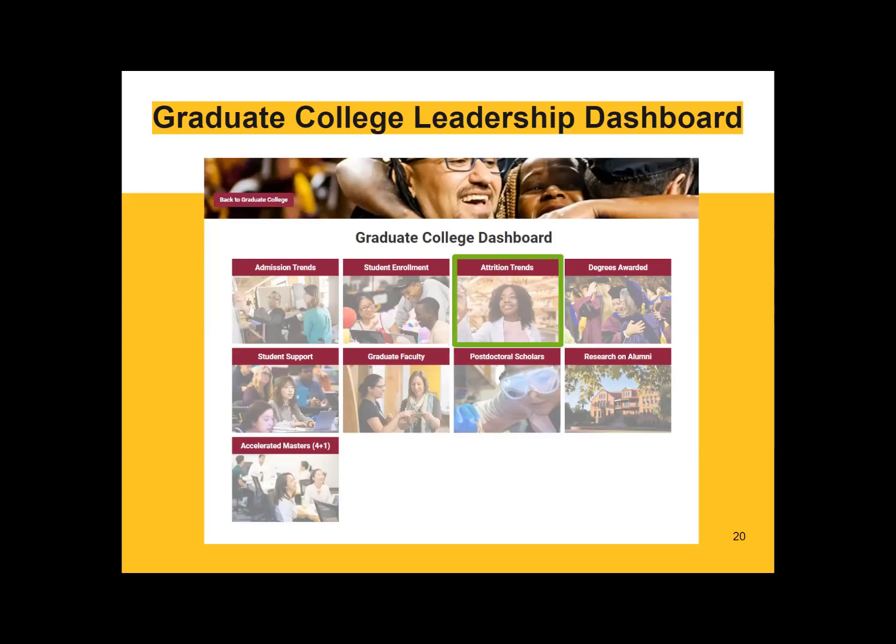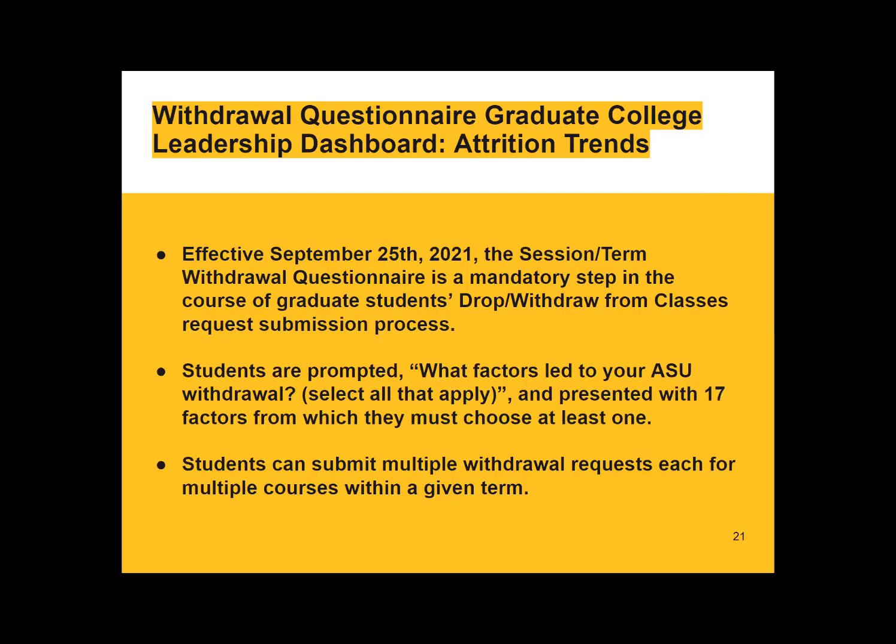So what I'm going to highlight today is the attrition trends specifically. That's the one I'm going to walk through here. In September of 2021, the withdrawal questionnaire was made a mandatory step when graduate students drop or withdraw from their classes. So this is really collecting what the factors were that led you to withdraw. This dashboard looks at a high-level view of what that looks like.